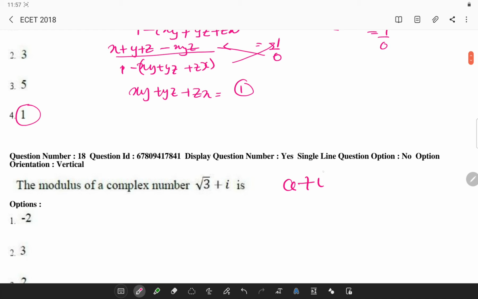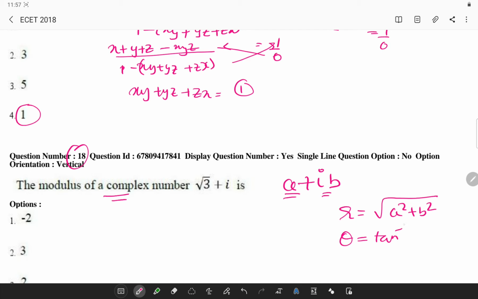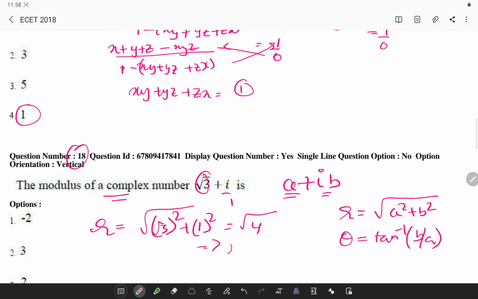The next question is related to complex numbers. So just remember, for this the magnitude r is the square root of a square plus b square. The angle theta is tan inverse b by a. So here r is equal to, the coefficient of i is 1, so root 3 whole square plus 1 square, so root over 4, so r is equal to 2.